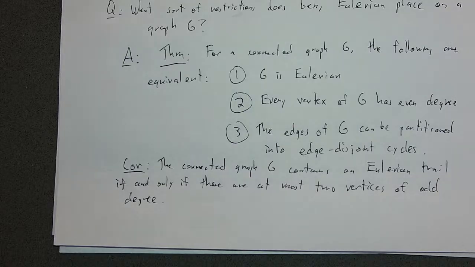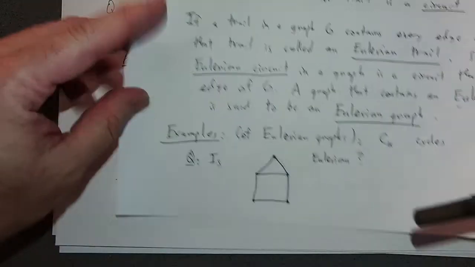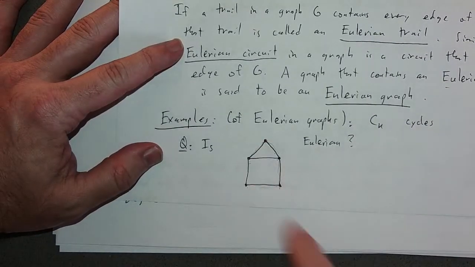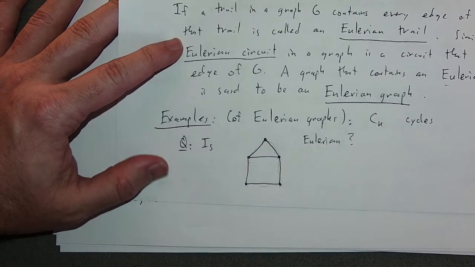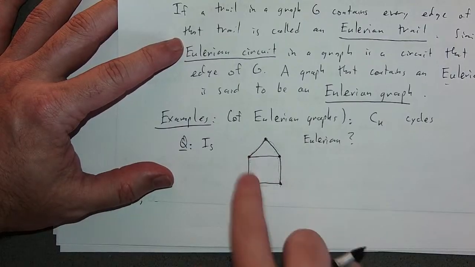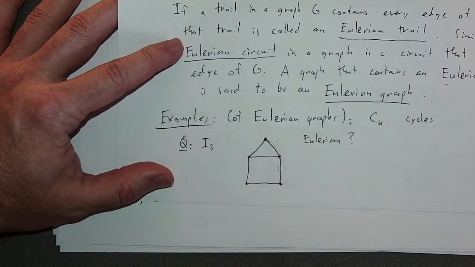But hey, we know that we have an example having two vertices of odd degree where we found an Eulerian trail. We just didn't find an Eulerian circuit. It's this one, right? The house. So this one has an Eulerian trail, which we found before. It just didn't have an Eulerian circuit.